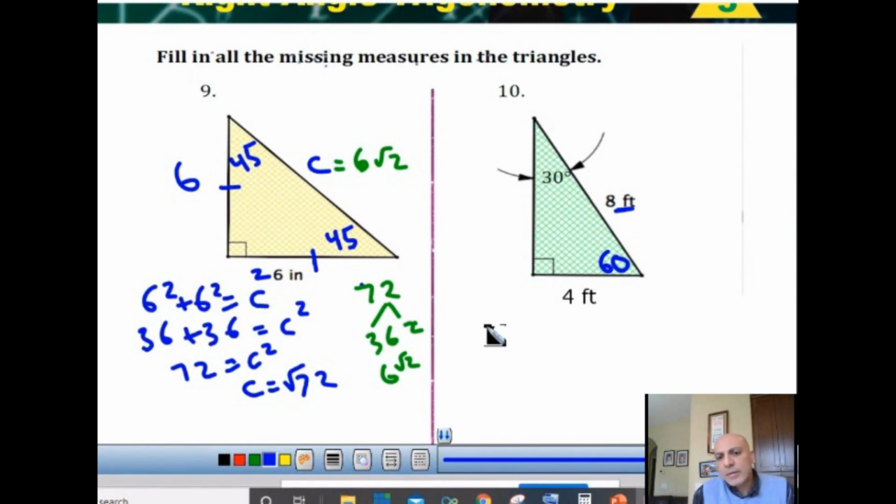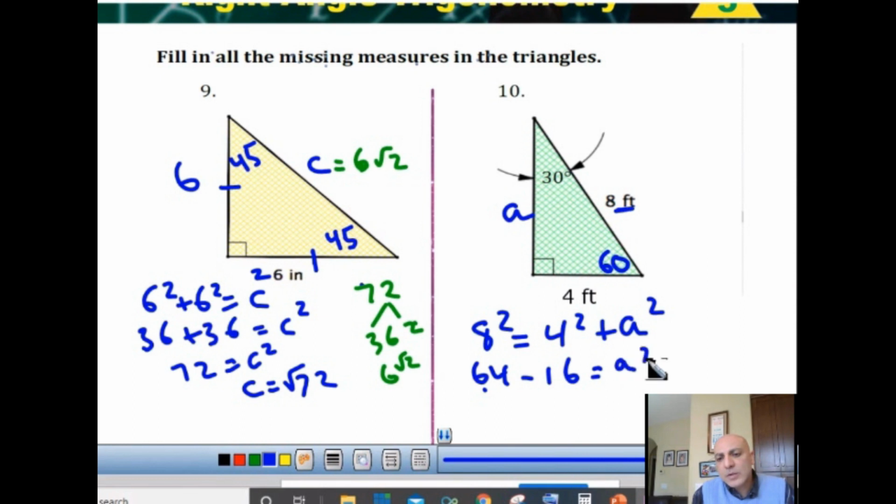name this guy an A or a B, doesn't really matter. Let's say I have 4 squared plus A squared. And 8 squared, you could play with the number itself. So 64, subtract that 16 from both sides, it's going to give you A squared. And 64 minus 16 is 48. Going to give me A squared.